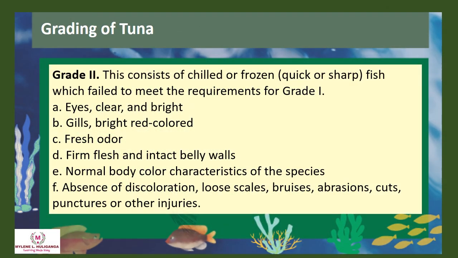Grade 2 tuna. This consists of chilled or frozen fish, which failed to meet the requirements for grade 1. The eyes is clear and bright, the gills is bright red color, it has a fresh odor, firm flesh, and intact belly walls, normal body color characteristics of the species, and absence of discoloration, loose scales, bruises, abrasions, cuts, punctures, or other injuries.